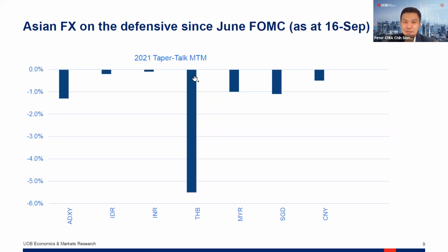But right now, the biggest hit was the Thai baht, which dropped close to 6%. The rest are still okay. Sing dollar 1%, ringgit 1%. I mean, we can survive with that. But I think the key message from this chart and our experience back in 2013 is: don't be complacent. It doesn't mean that because currencies haven't moved, they will not move in the next 1 year.